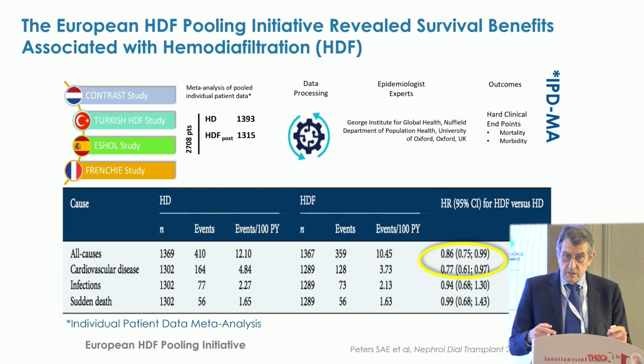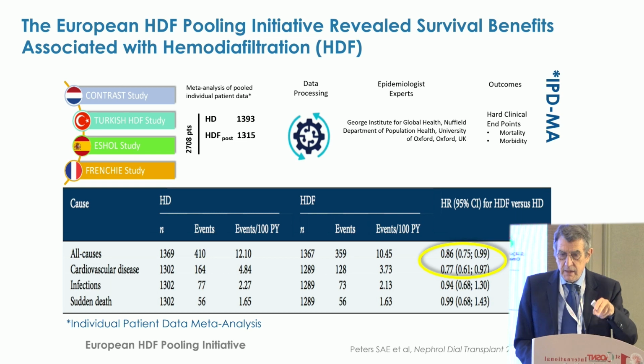And then, based on this disappointing result, because of course, with randomized studies, if they don't get positive, you are a little bit frustrated, we came back with all these investigators and we decided to make the European HDF pooling project. So we went back to the data set of the patients, collected all the information, completed what was missing till the end of the follow-up of the patients, and the analysis was performed by independent Oxford epidemiologists. This is what we call an individual patient data meta-analysis. It's not a meta-analysis of the studies, this is back to the patient.